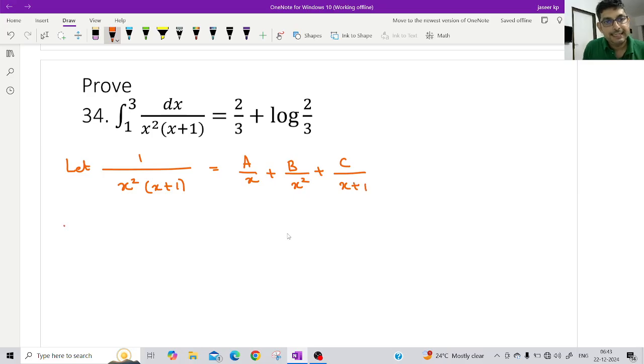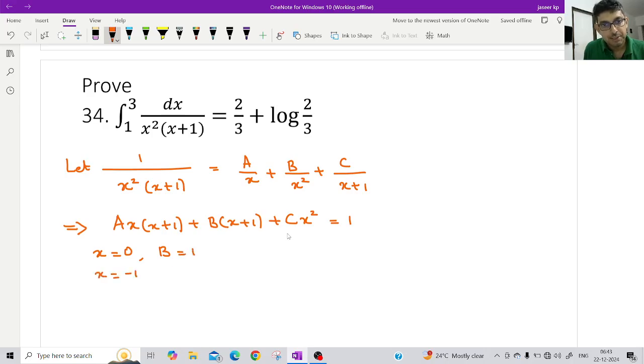So now taking the LCM and simplifying will become a into x plus 1 plus b into x plus 1 plus cx square equal to 1. If you take x is equals to 0, you'll get b equals to 1. X is equals to minus 1, c is equals to 1. Now to get a, we will be comparing coefficients of x square.